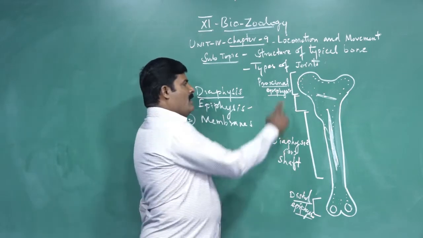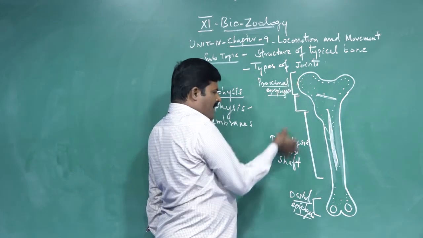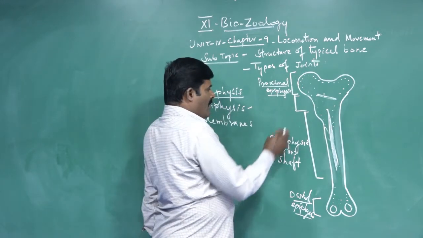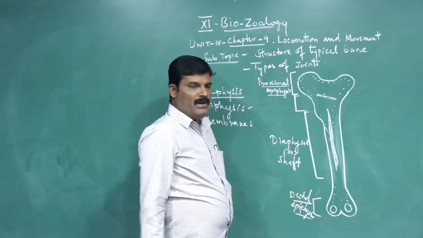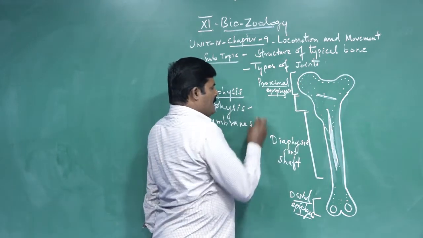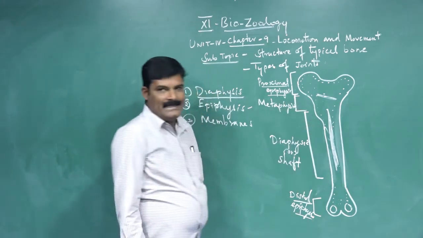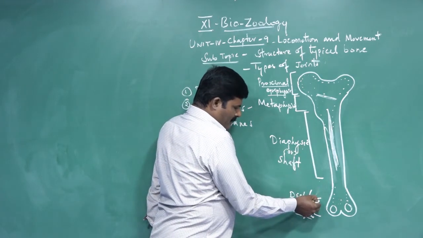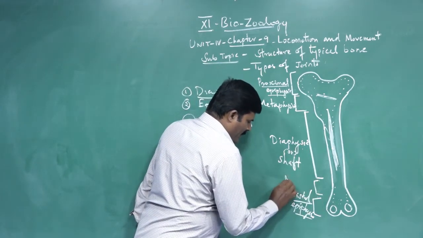Listen here. The place or region between the epiphysis and the diaphysis. This part is epiphysis. This region is the long axis of the bone, or major part of the bone, the diaphysis. The region between the epiphysis and the diaphysis is known as metaphysis, or physis. Similarly, the place or region between the diaphysis and the epiphysis is called metaphysis.